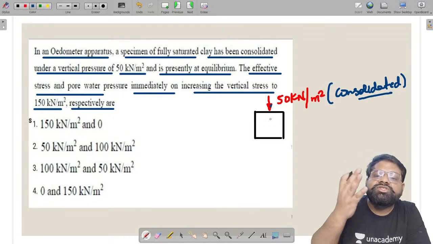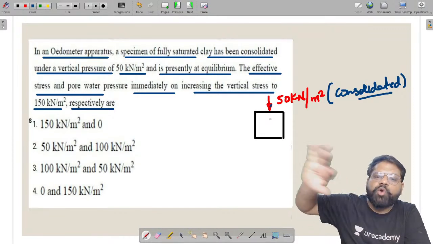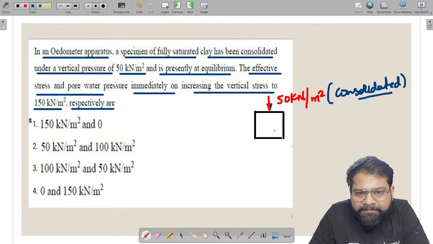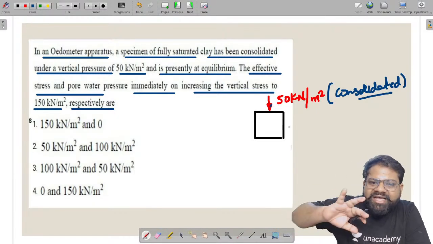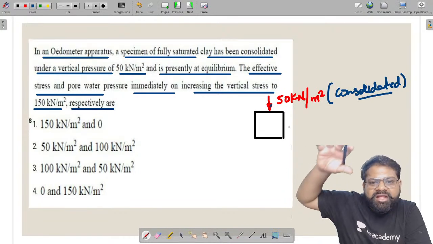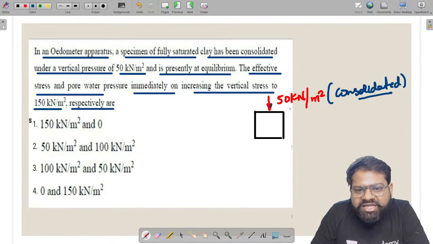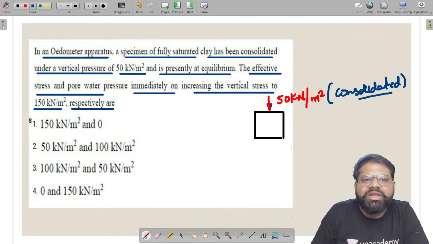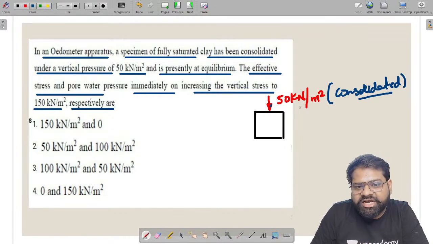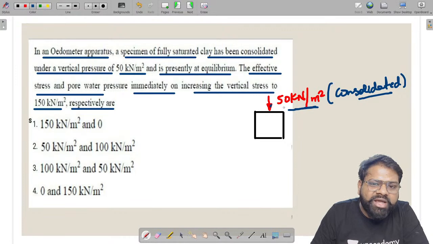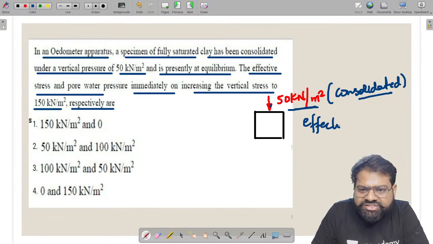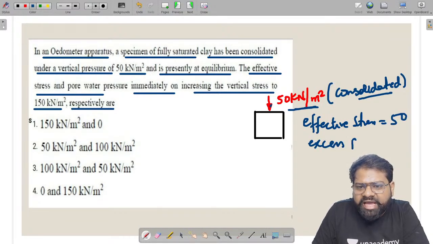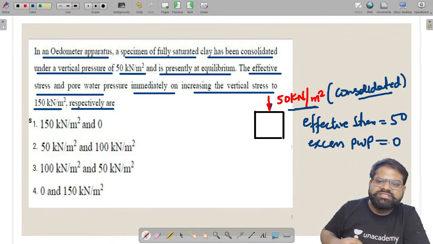But since you have consolidated this soil sample, this excess pore water pressure will dissipate with time and the thickness of the sample will decrease. As the excess pore water pressure dissipates, the effective stress will keep on increasing, and at T equal to infinity, when the sample comes to equilibrium, all of the loading which was taken by the water, that is the excess pore water pressure, will get converted into effective stress. It means that when the sample is in equilibrium, at this instant the effective stress in the sample is 50, and excess pore water pressure at this instant is nothing but 0.